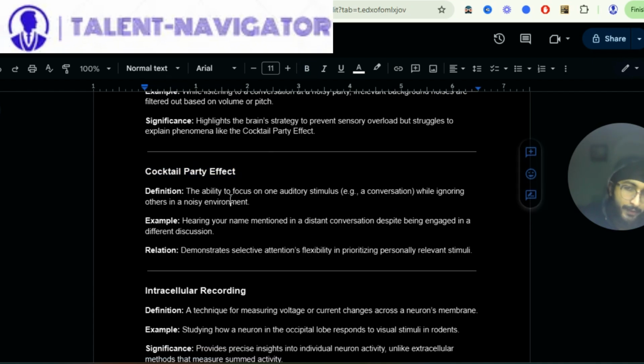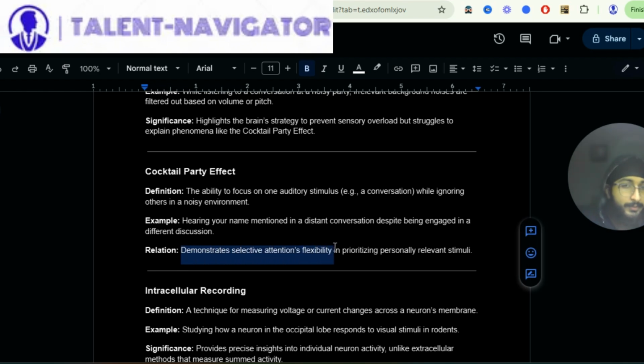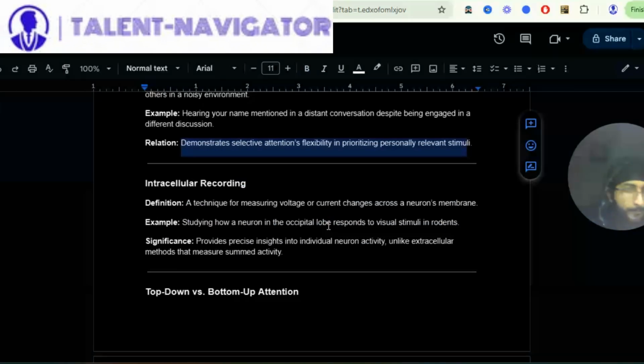So, what is the cocktail party effect? It is basically the ability to focus on one auditory stimulus. Example: a conversation while ignoring others in a noisy environment. Example: hearing your name mentioned in a distant conversation despite being engaged in a different discussion. Relation: demonstrates selective attention's flexibility in prioritizing personally relevant stimuli.